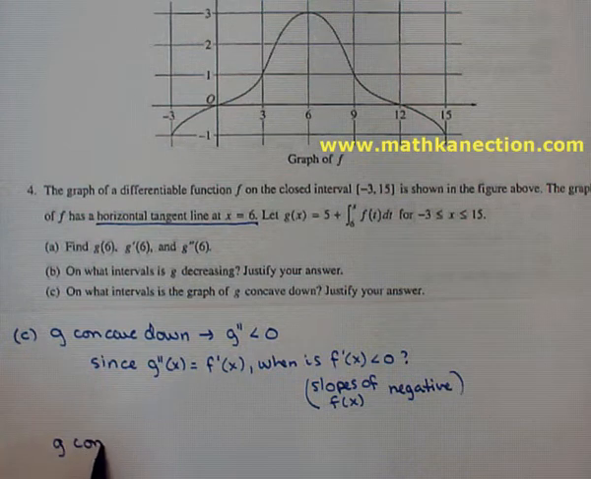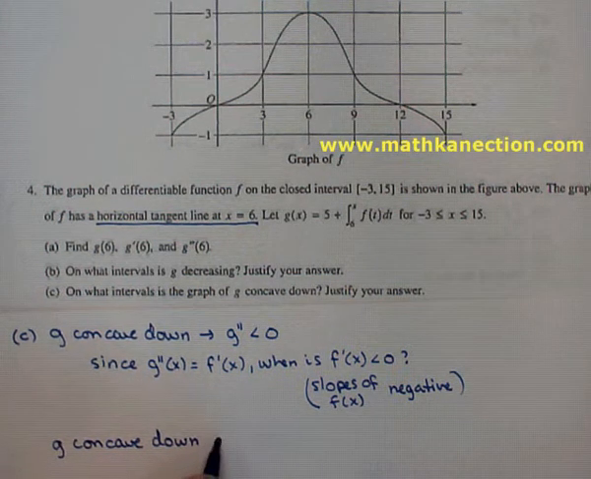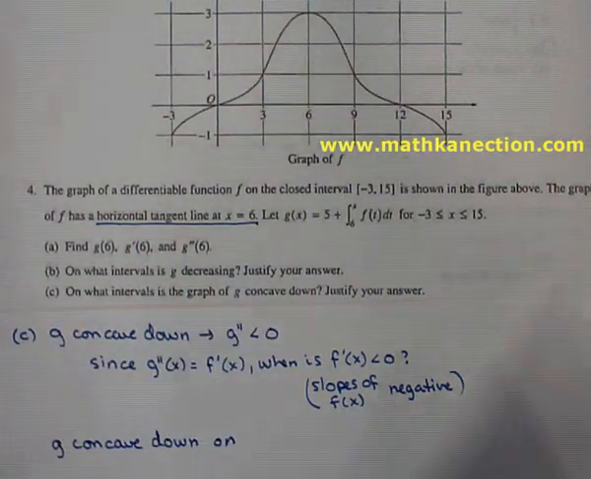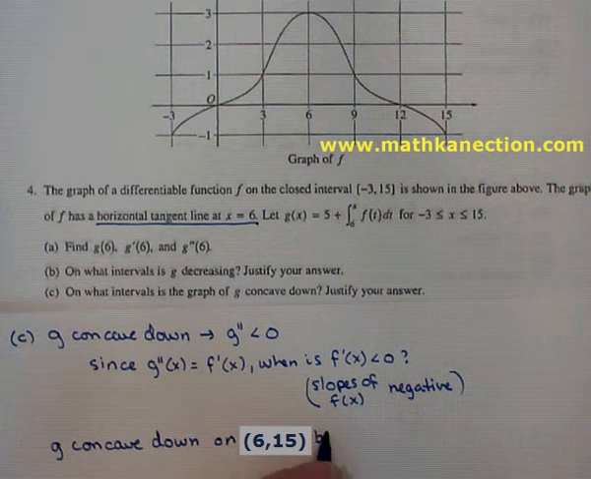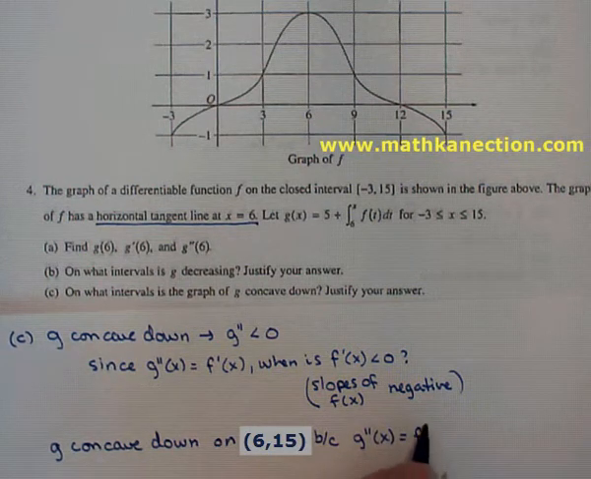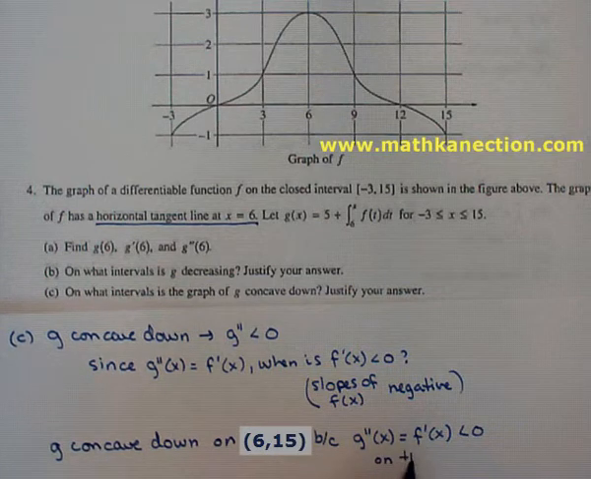So g will be concave down on the interval, looking for those negative slopes, from 6 until 15. Because g double prime of x, which is equal to f prime of x, is less than 0 on that interval.